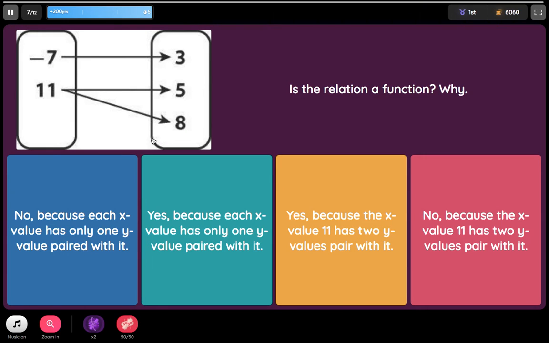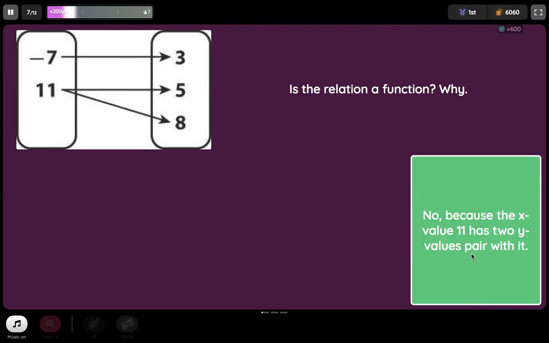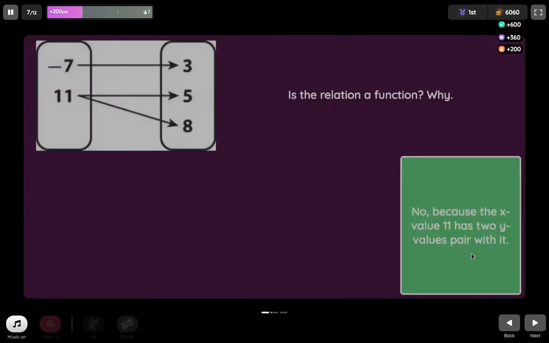Is the relation a function? Remember, these are x's, these are y's. Every x value can only have one y value, but on this 11 you've got a 5 and an 8 connected to it, so no, it's not going to be a function. No, because the x value 11 has 2 values paired with it. That would be my answer.